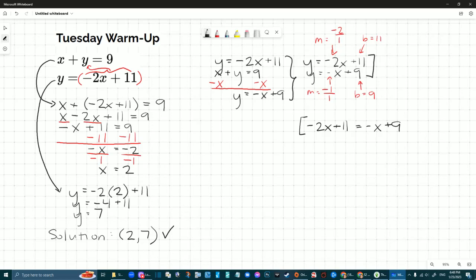All right, you've got the rest of the period to work on the activity for today, and then you will have a short exit ticket at the end of class.